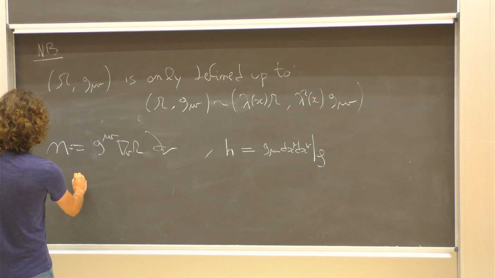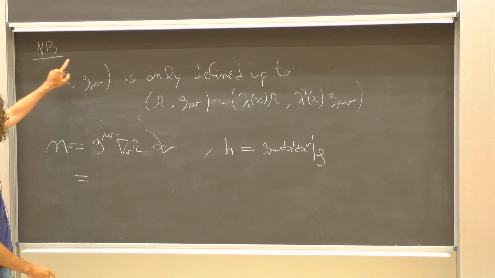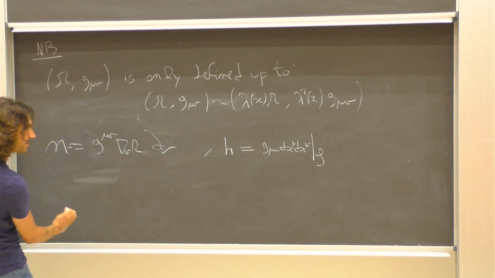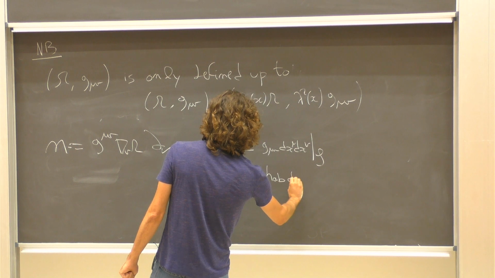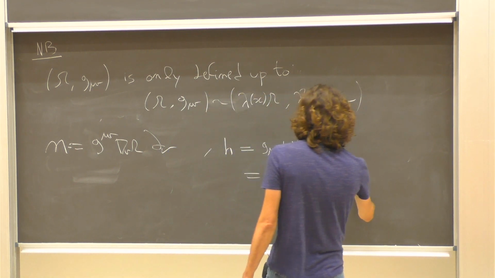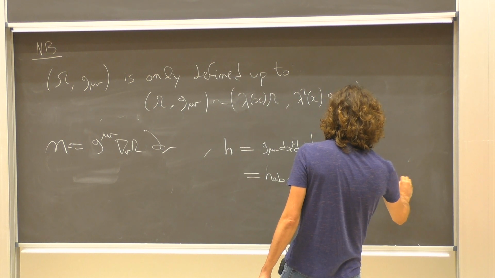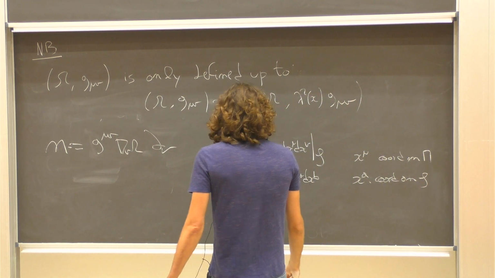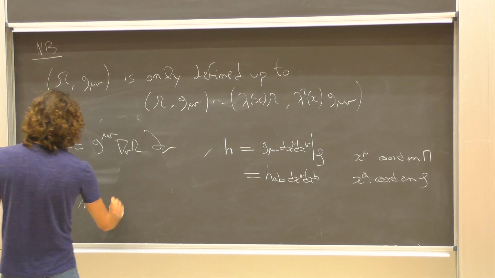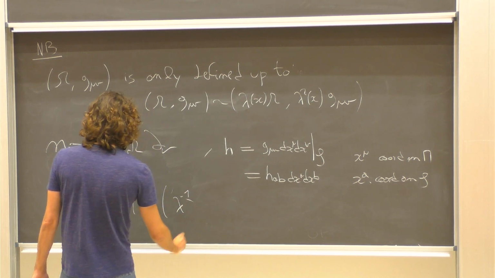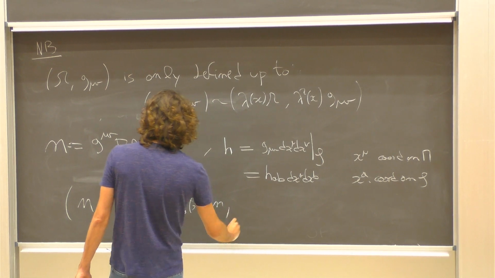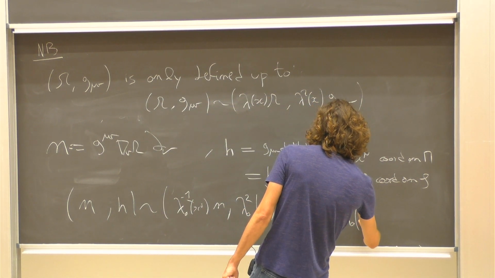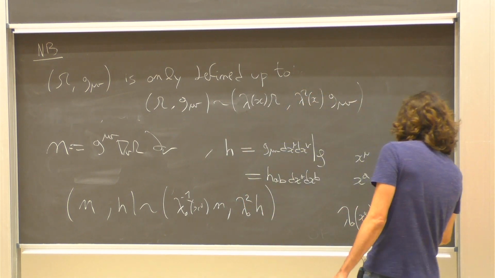Okay, so also, just for future convenience, I'm going to use x^μ as coordinates on spacetime, and x^a as coordinates along scri. So this will be h_ab dx^a dx^b, with x^a coordinates on scri. Good, and these guys are only defined up to n goes to λ^{-1} n, and h goes to λ_0^2 h, where λ_0, a function of little x^a, is just the restriction of this λ(x) at the boundary.